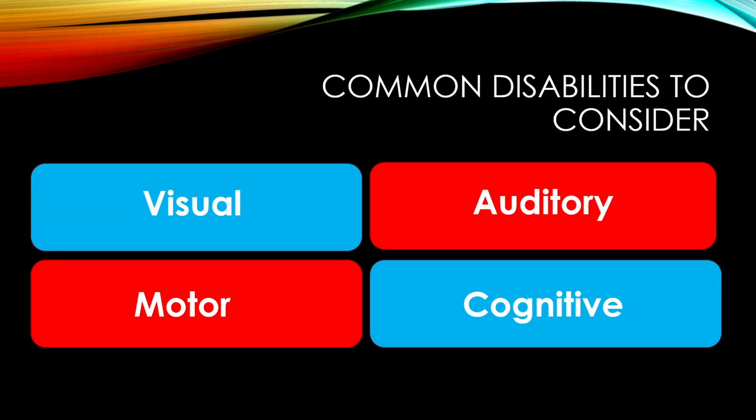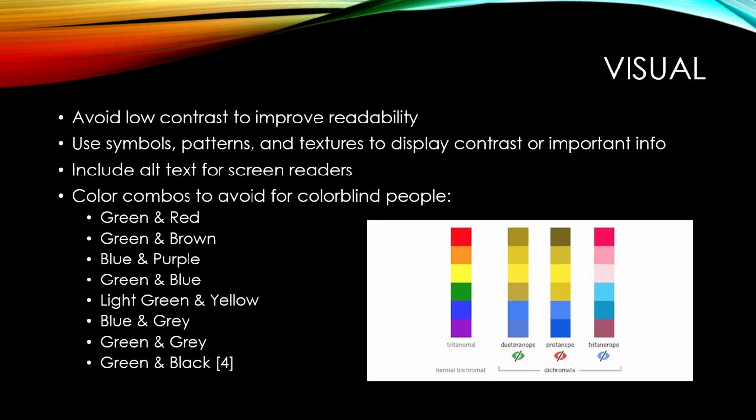Four common disabilities to consider when designing websites are visual, auditory, motor, and cognitive. When considering visual disabilities, you want to avoid low contrast between the background color and the text color so the website is easier to read. You can also use symbols, patterns, and textures to increase contrast and draw attention to the important information on the page. Another thing to consider is people who use screen readers.